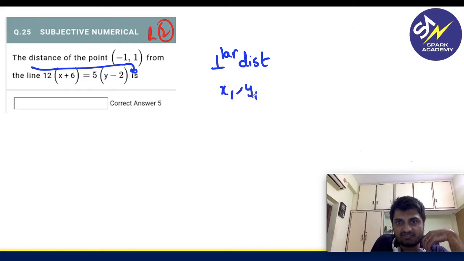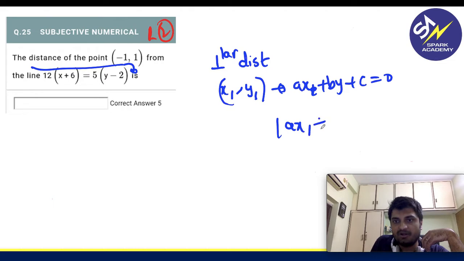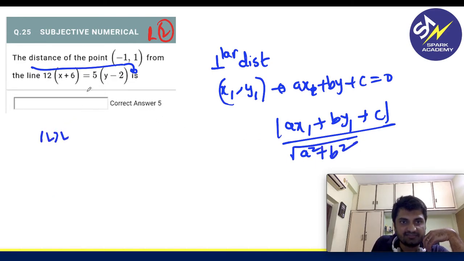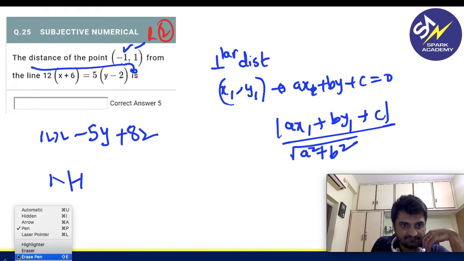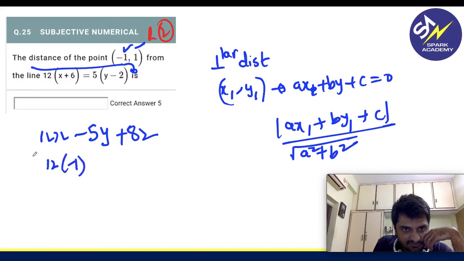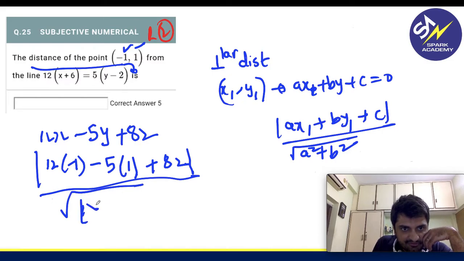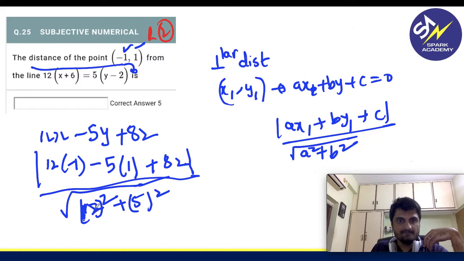So perpendicular distance from x1, y1 to any equation ax plus by plus c equals 0, how can I write that? Mod of ax1 plus by1 plus c by under root of a square plus b square. So this, if you simplify, I'll get 12x minus 5y, this is 72 minus 10, that will be 82. So x1, y1, you know, minus 1, minus 1. So I will get 12 into minus 1, mod, minus 5 into 1 plus 82, whole divided by under root of 12 square plus 5 square. So you do it. I think you will get answer as 5.